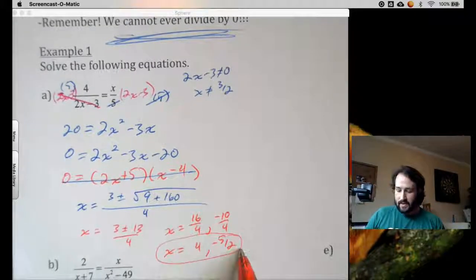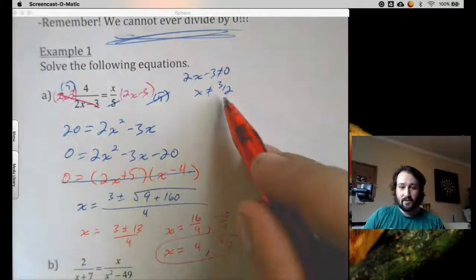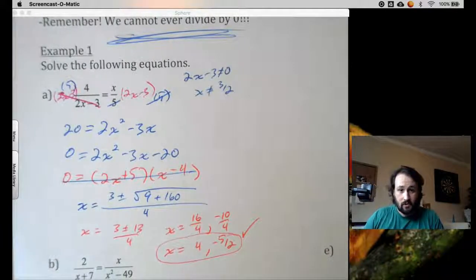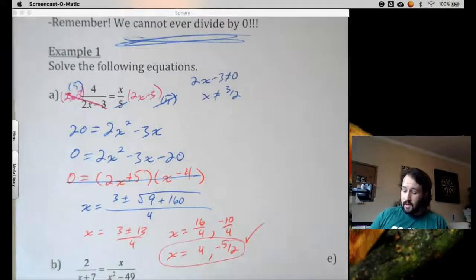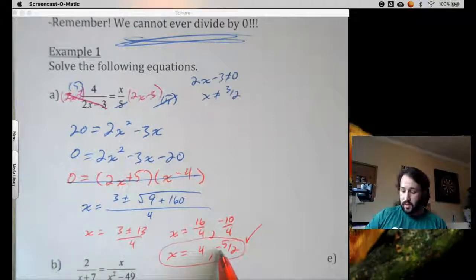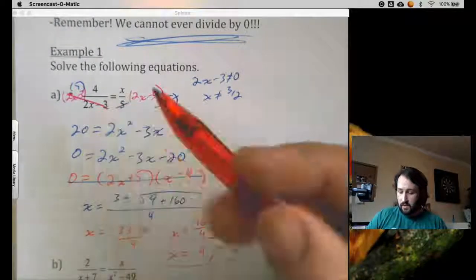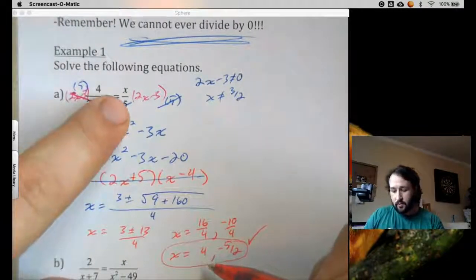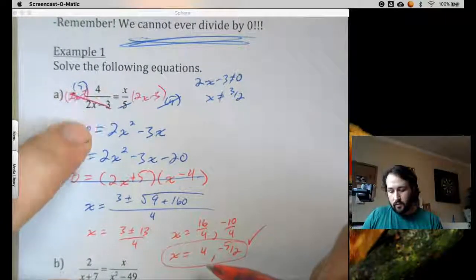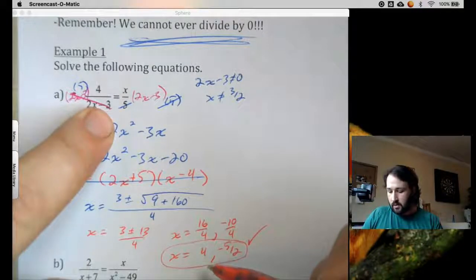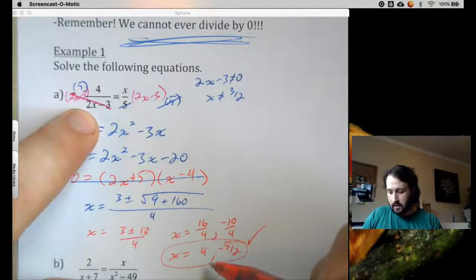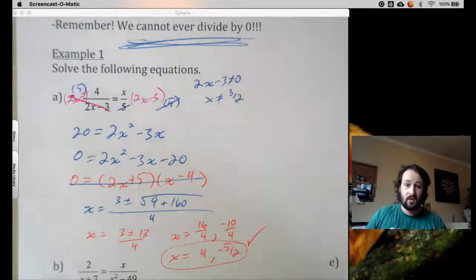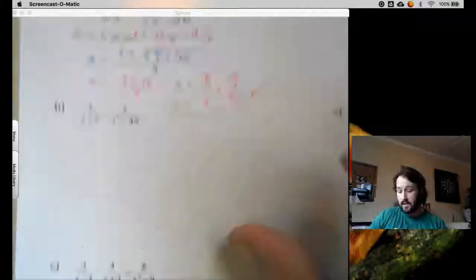All right. So I have x equals 4 and negative 5 over 2. Since neither of those are 3 over 2, they are both good solutions. So I can have two solutions to that equation. And another way you could check this too is if you plug these back into your equation, you would have, if we use x equals 4, 4 over 5, and 4 over 2 times 4 minus 3, which would be 8 minus 3 is 5, so 4 over 5 equals 4 over 5. You can check your answers by plugging in your x values. That's all I'm trying to get at.